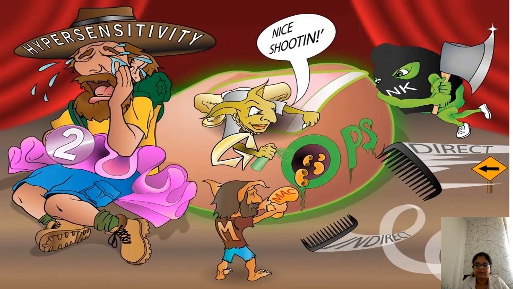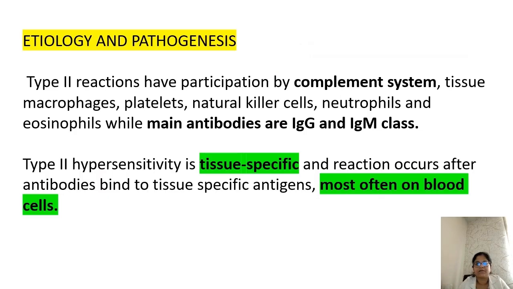Coming to type 2 hypersensitivity reactions, they involve the participation of the complement system, tissue macrophages, platelets, natural killer cells, neutrophils, and eosinophils, while the main antibodies here are of the IgG and IgM class. So these are especially meant to be tissue specific. When compared to type 3 hypersensitivity, which is not tissue specific, type 2 is always tissue specific. And the reaction occurs after the antibodies bind to the specific antigens. Most commonly, the classical cells here would be platelets.